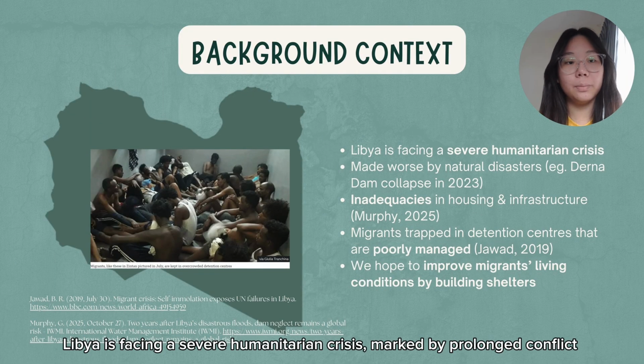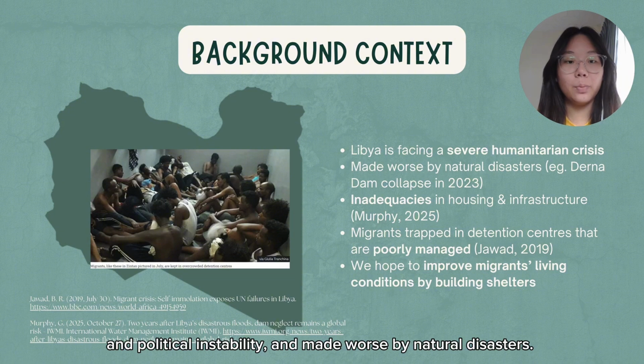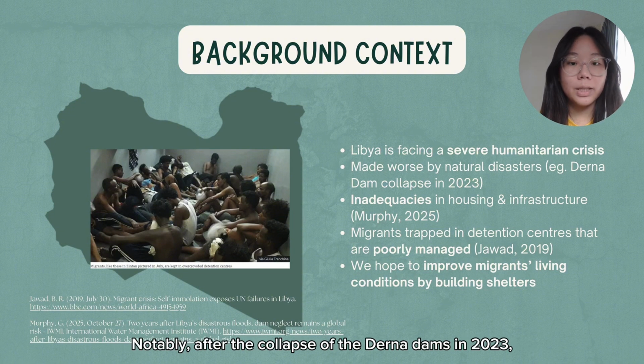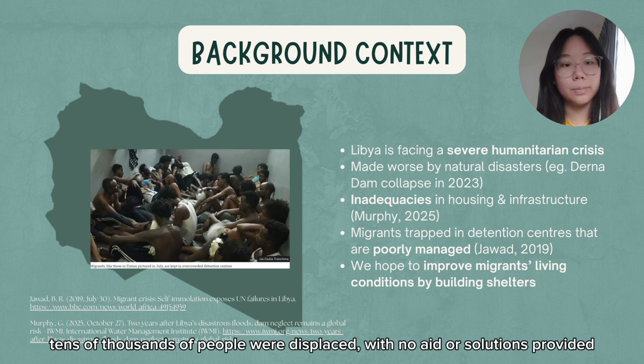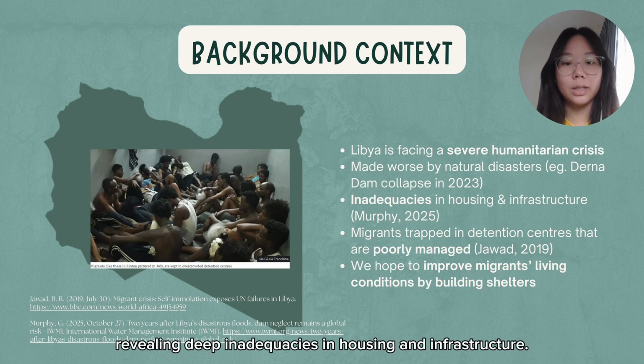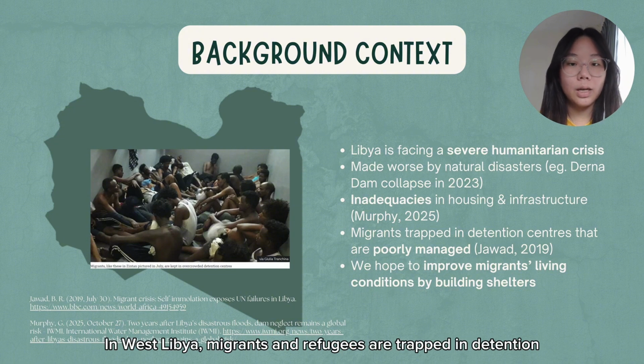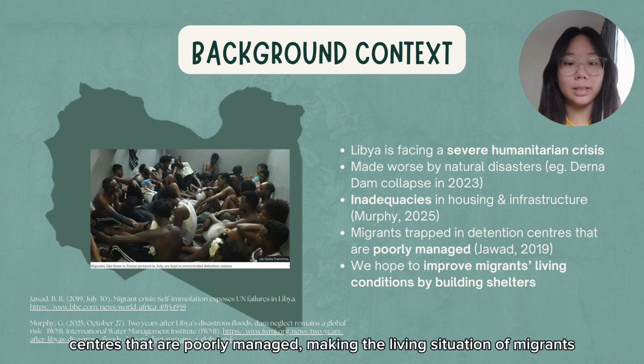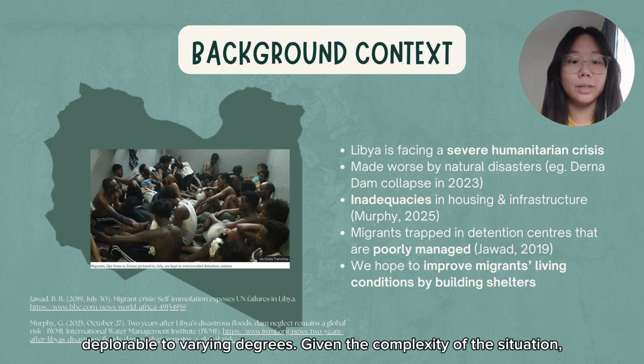Libya is facing a severe humanitarian crisis marked by prolonged conflict and political instability and made worse by natural disasters. Notably, after the collapse of the Derna dams in 2023, tens of thousands of people were displaced with no aid or solutions provided, revealing deep inadequacies in housing and infrastructure. In West Libya, migrants and refugees are trapped in detention centers that are poorly managed, making the living situation of migrants deplorable to varying degrees.